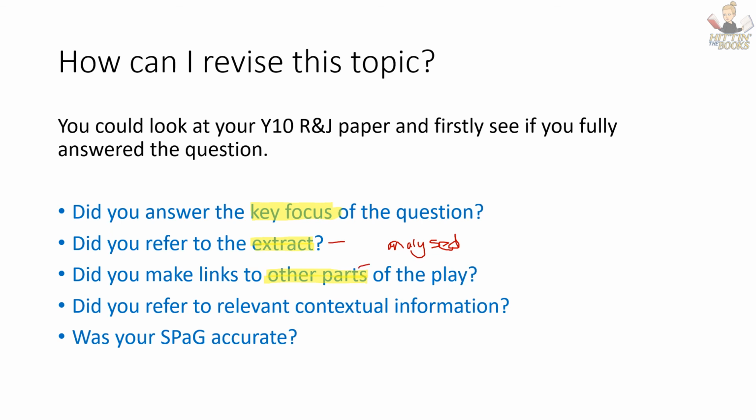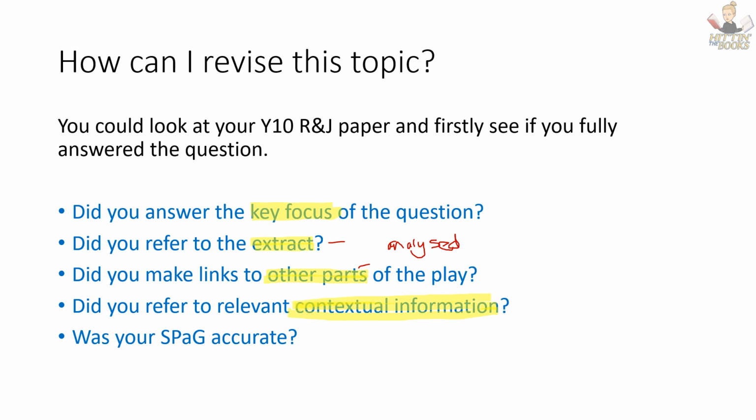How good is that analysis? Have you really dug out some meaning? How many things have you said about a single word or a technique? Could you say some more? What is the quality of your analysis? Then, what have you said about contextual information? Where have you referred to the context of the play? Okay, if you can't see that you have, go and look for something that you could include.